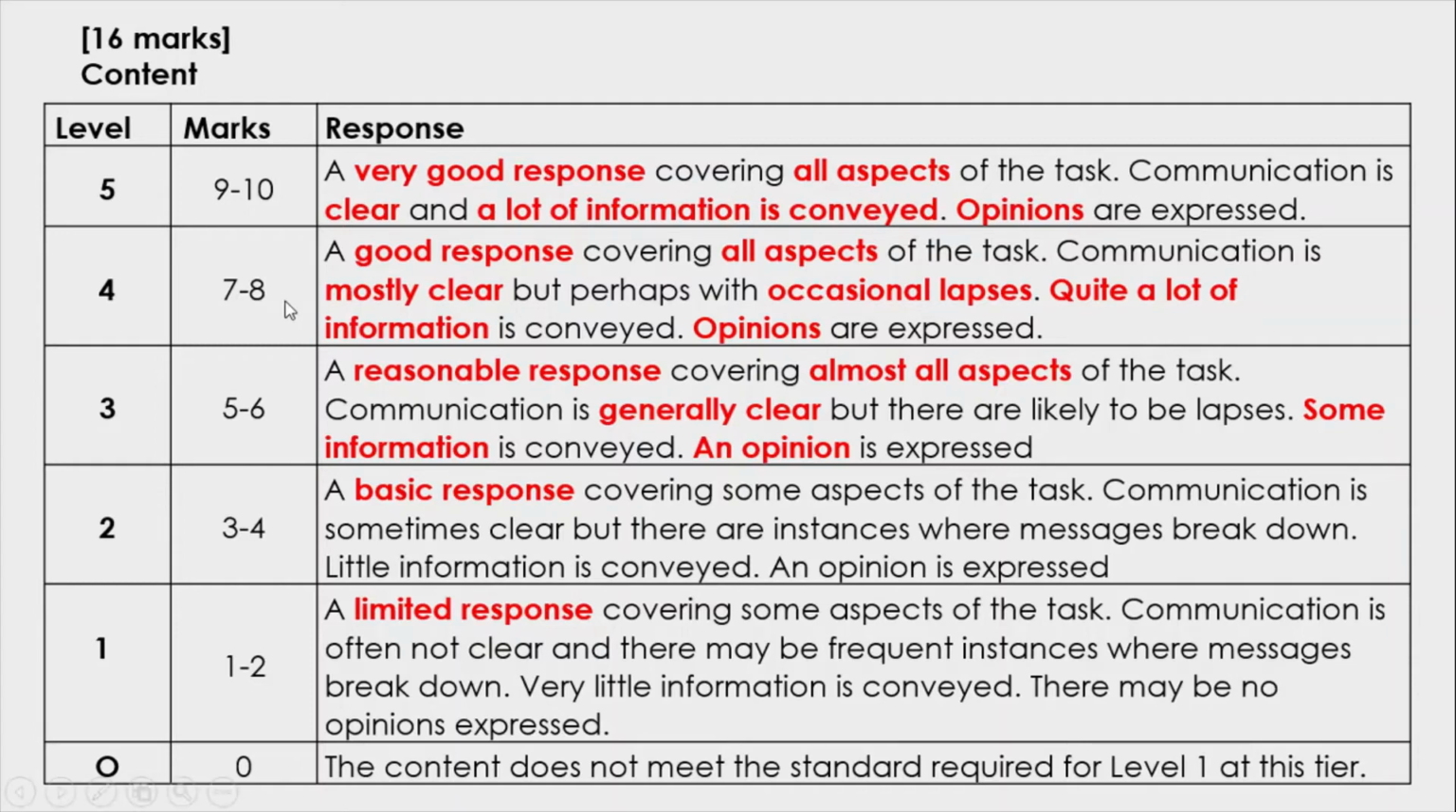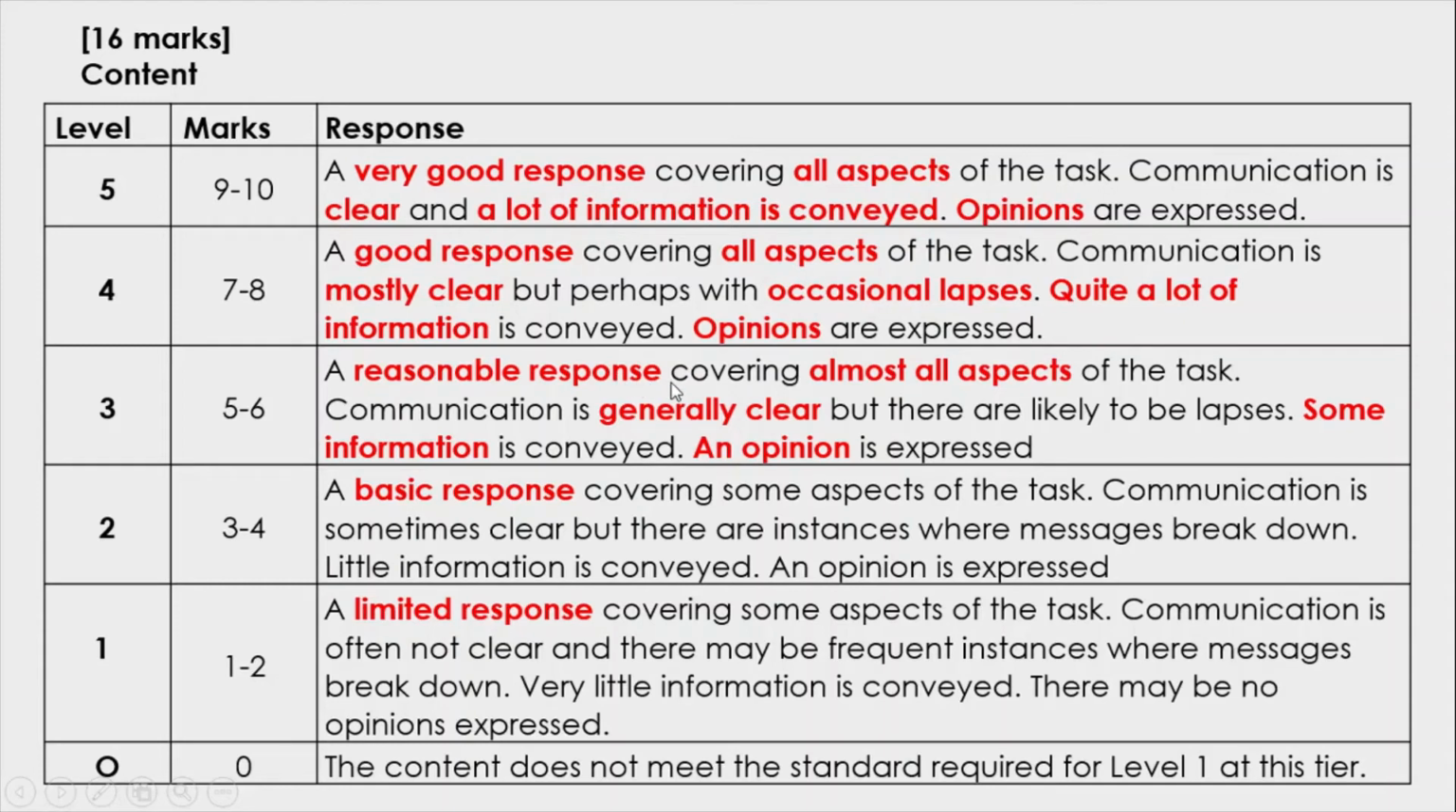7, 8 points. There is a good response covering all aspects of the task, but communication is mostly clear. That means you are making some mistakes there. Your sentences are not as clear as they should be, but perhaps with occasional lapses, mistakes. Quite a lot of information is conveyed. Opinions are expressed as well.